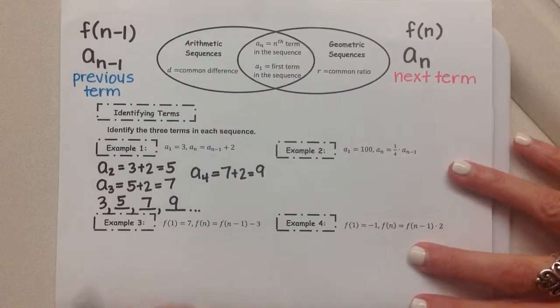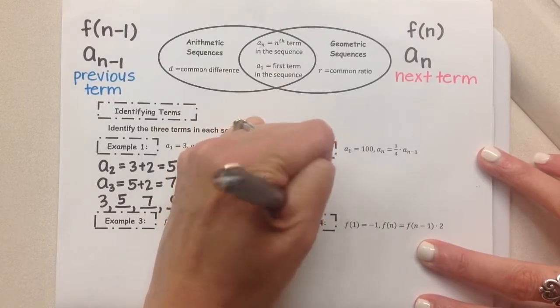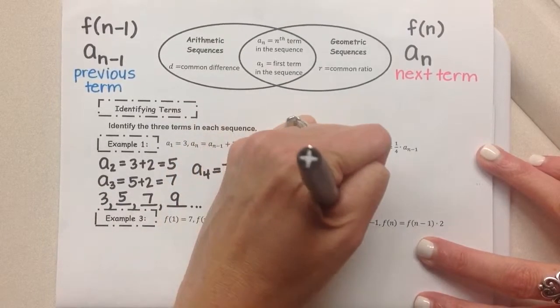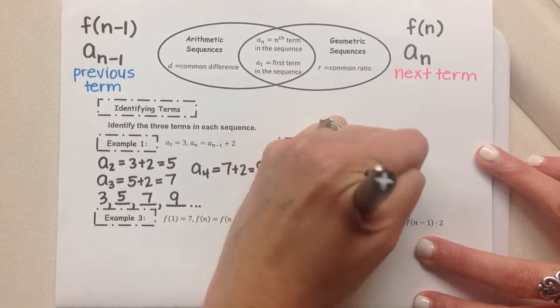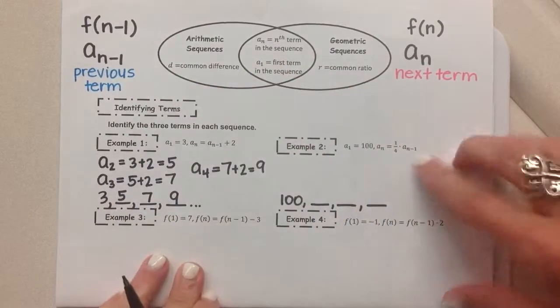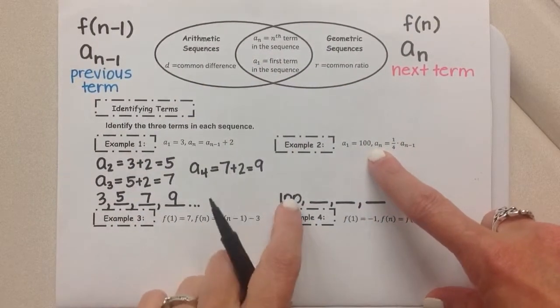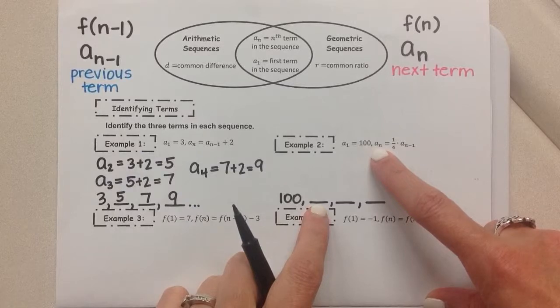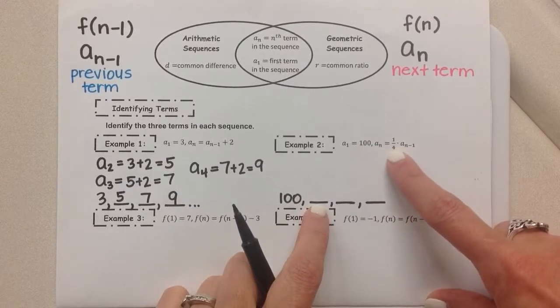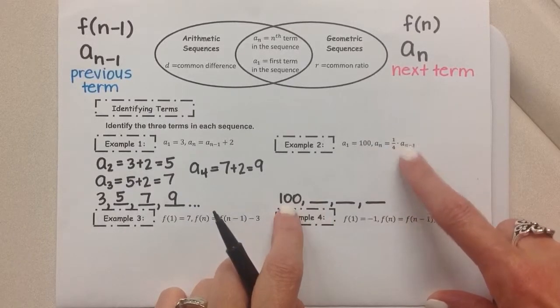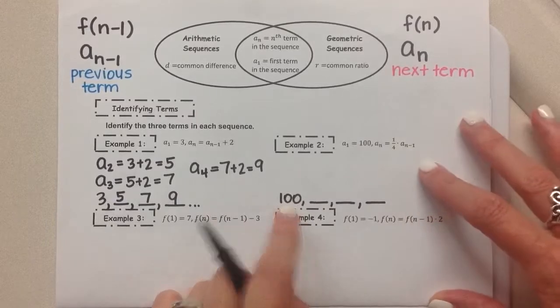All right, example number 2. So now we're starting at 100, and we want to find the next 3 in the list. And here's how we're going to do it. Now it's saying, hey, if you want to find that next number in the list, the next term, here's what you got to do. You got to take a fourth, and you got to multiply it by the number before it. So that's what we're going to do.